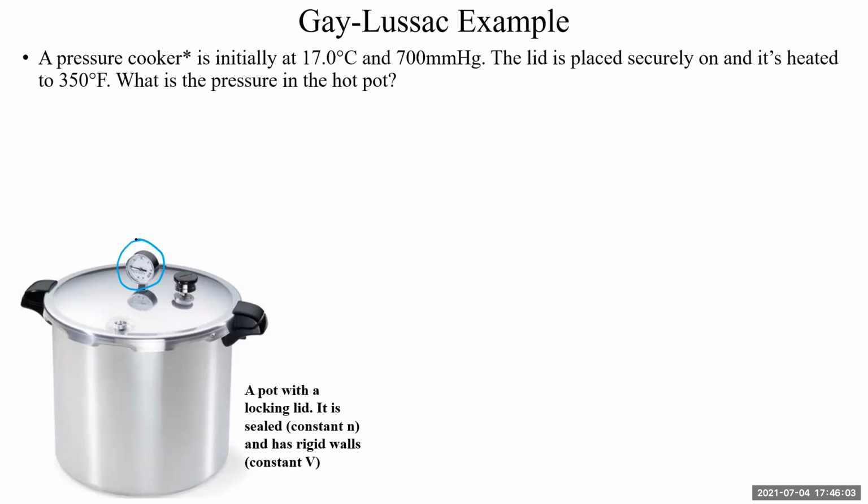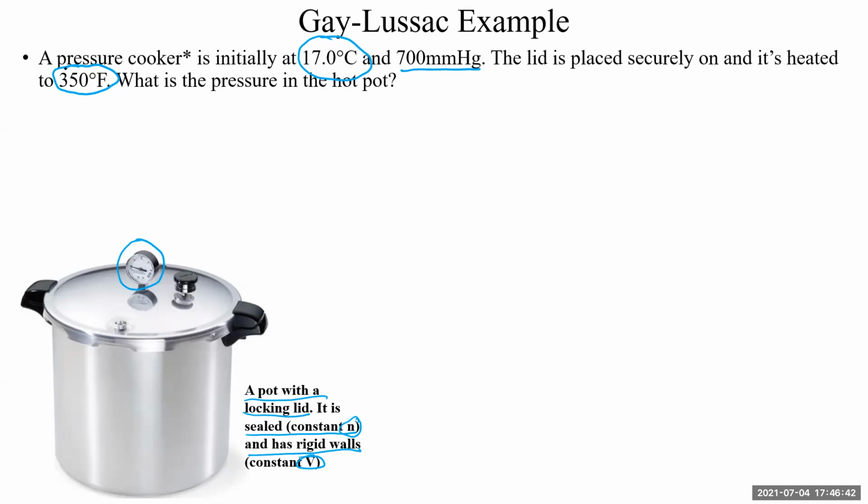Okay, so a pressure cooker, which is a pot with a locking lid, is sealed, so constant moles, and it has rigid walls, so constant V. So I just repeat that over here. A pressure cooker is initially at 17 degrees Celsius, so kind of a cool day, and 700 millimeters of mercury. Maybe we're at higher elevation, so local atmospheric pressure is a little lower than standard sea level. The lid is placed securely on and it's heated to 350 degrees Fahrenheit. What is the pressure in the hot pot?